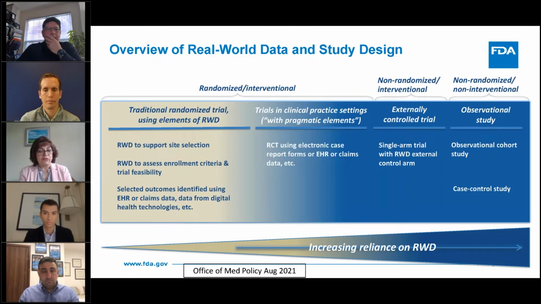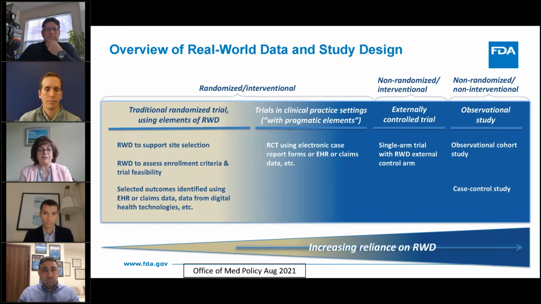Real-world data can be used in different types of clinical trial: randomized interventional, non-randomized interventional, non-randomized non-interventional. And as you will hear from the other panelists, we are focusing on leveraging real-world data in randomized clinical trials. Real-world data can support site selection. They can help with patient recruitment, enrollment criteria, trial feasibility with selected outcomes, identifying using EHR and claims, and also data from digital health technologies that could be used by patients participating in clinical trials.